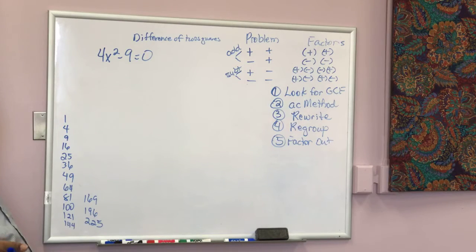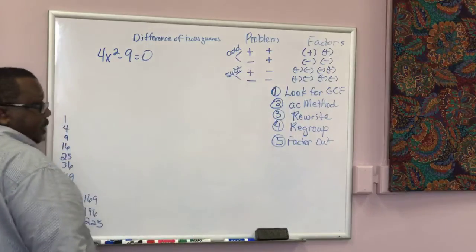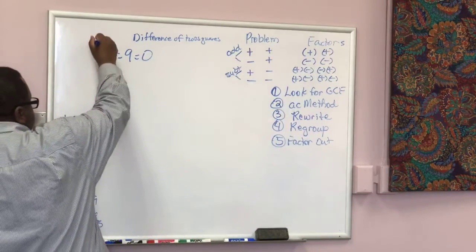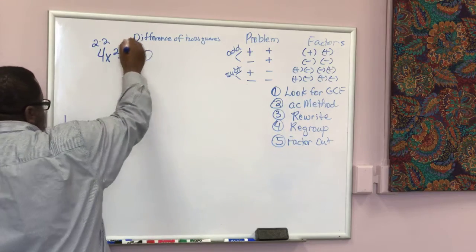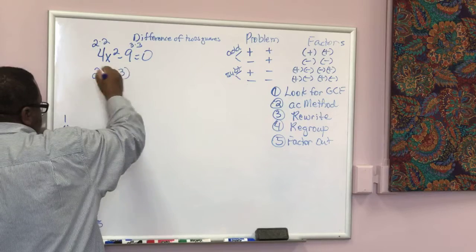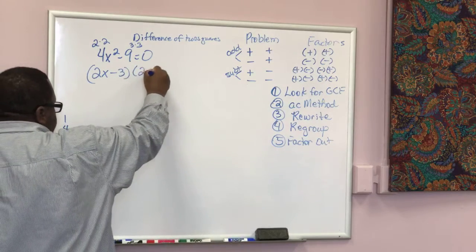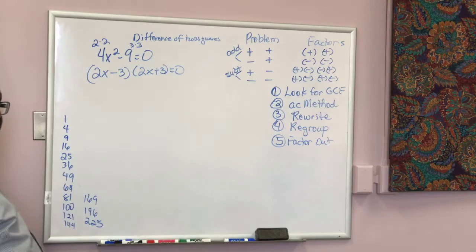If you knew that. If you didn't know that, follow the steps. Because 4 is what? 2 and 2, right? And 9 is what? 3 and 3. And you're going to write 2x minus 3, and then what? 2x plus 3 equals 0. Because those numbers were perfect squares.